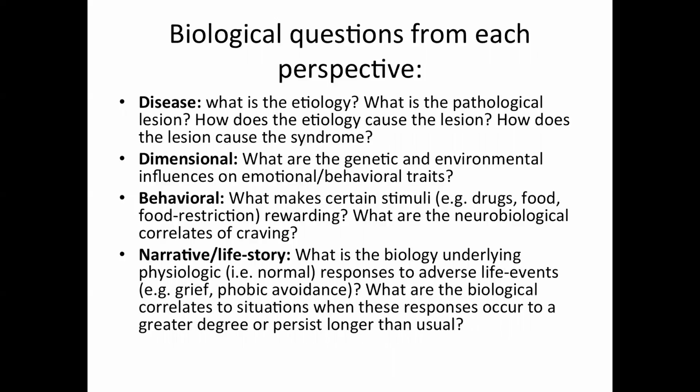Just to give a flavor of how the perspectives approach might be of service to biologists, depending on which approach you use, it does help constrain which particular questions might get asked. So if you're dealing with something that you're confident is a disease, you can ask, what is the etiology? What is the pathological lesion? How does the etiology cause the lesion, and how does the lesion cause the clinical syndrome? If you're dealing with something that makes sense to view from the dimensional perspective, you might ask, what are the genetic and other factors that influence that trait in the general population, and what are the factors that would lead somebody to be on one extreme or the other of a particular trait?